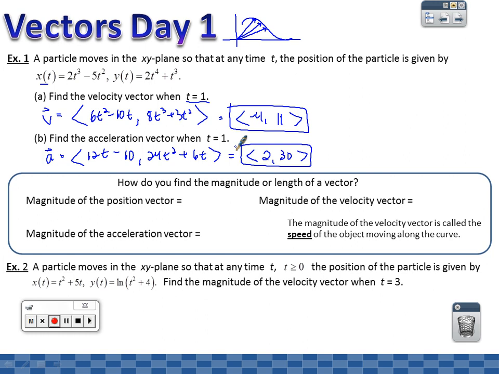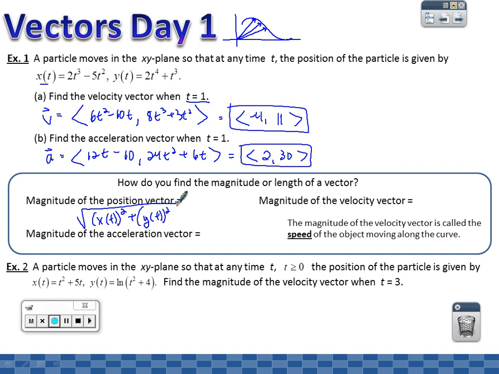Okay. So we've talked about magnitude. I'm sure in pre-cal we talked about vectors and magnitude, and if you've taken physics, you've probably talked about magnitude and vectors. If we want to find the magnitude or length of a vector, it's a formula. It's a square root, like Pythag. To find the magnitude of the position vector, we would do x of t squared plus y of t squared and take the square root of that.